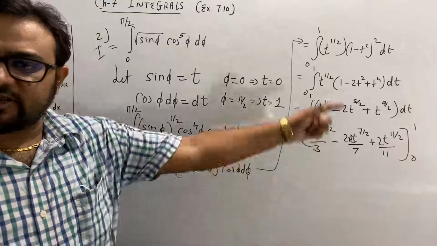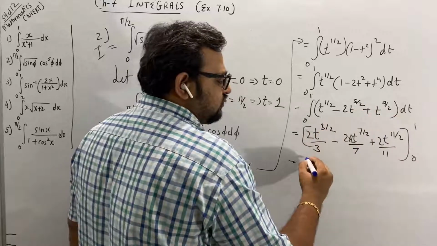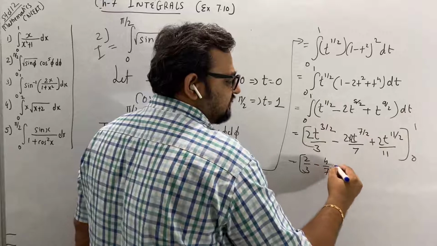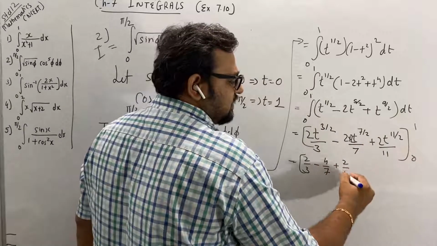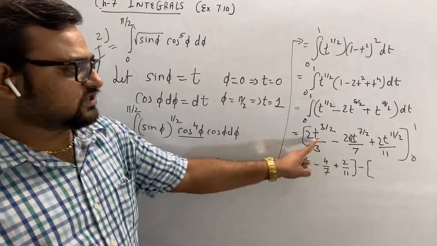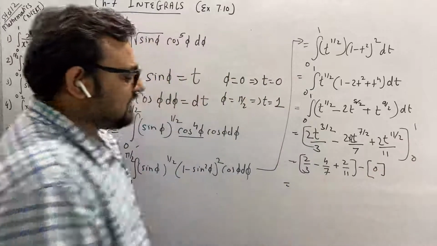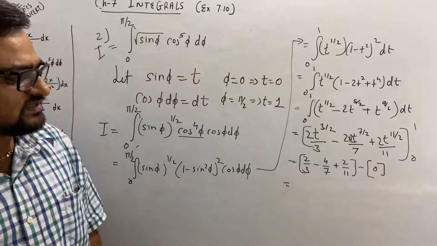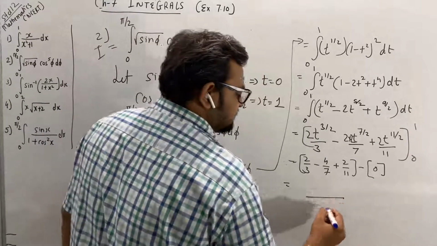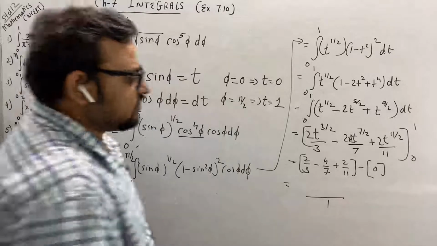Now I will replace it. I will put the value t raised to 3 by 2, with t as 1. It's 2 by 3. Putting value 1 here, 2 twos are 4 by 7, 2 by 11, minus, and I will put the value of t as 0, so it's 0. So the LCM of 11, 7 and 3: 11 times 7 is 77, 77 into 3 is 231.